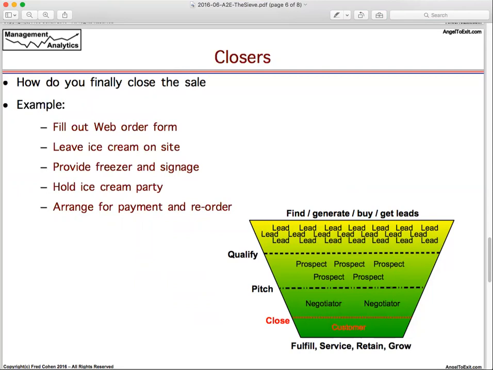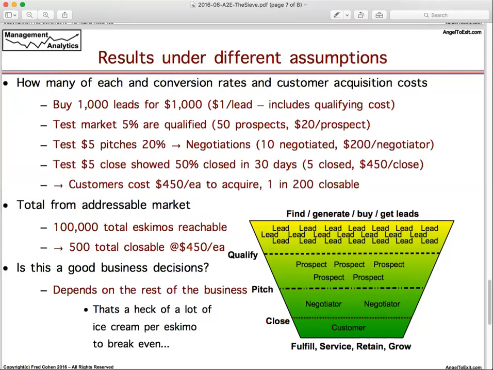So how is it you finally close it? Well, maybe you fill out a web order form, or you leave the ice cream on site with a freezer and signage. Maybe you hold an ice cream party, so everybody in the town comes by for an ice cream party at your expense. And then, of course, you arrange for them to be able to pay in reorders. There's ice cream in the store, everybody knows it, and they're off, they've launched. Of course, you ultimately then have to fulfill, service, retain, and grow those customers in that customer base.